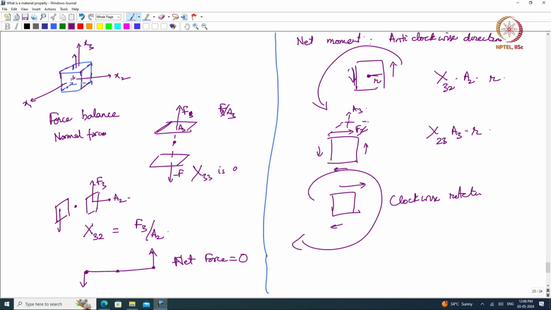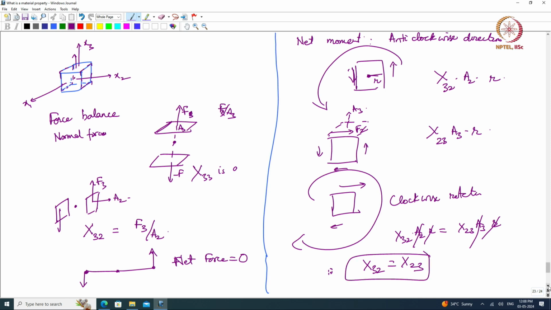Okay. So, what I have here is essentially x32 A2 r should be equal to x23 A3 r, right. R is the same, A2 and A3 are the same. We have a cubic representative volume element. So, for this to be valid over all the points, I can take an infinitesimal volume about a point of interest, an infinitesimal cube. For this to be valid about all points, I need this equation for moment balance, x32 equal to x23, right.